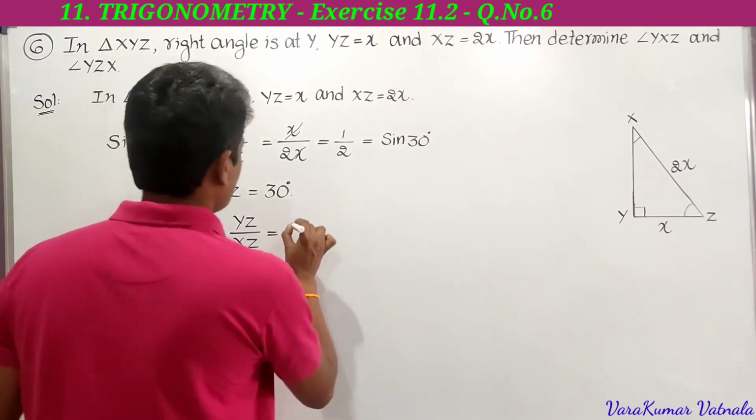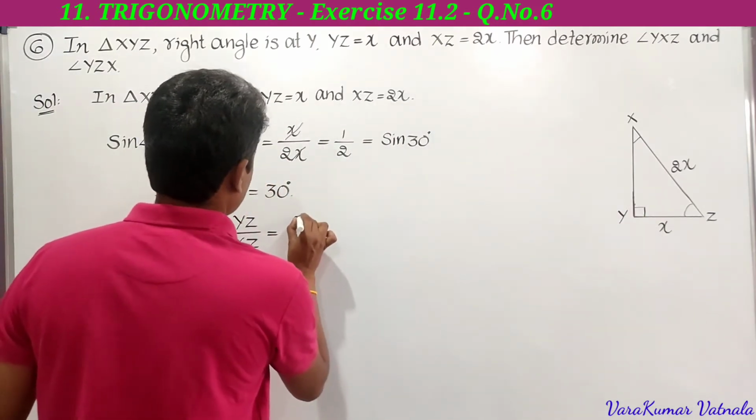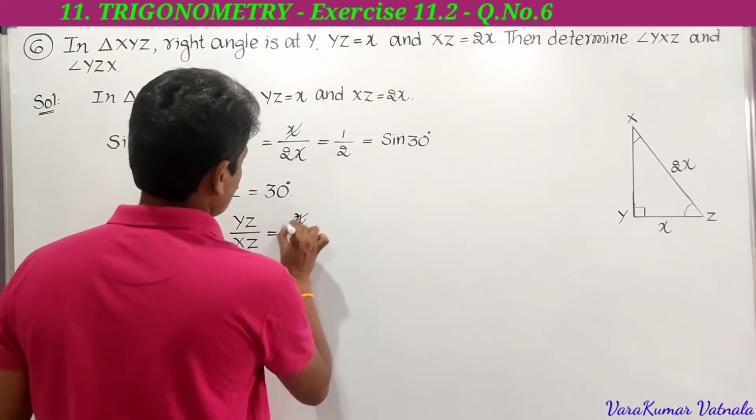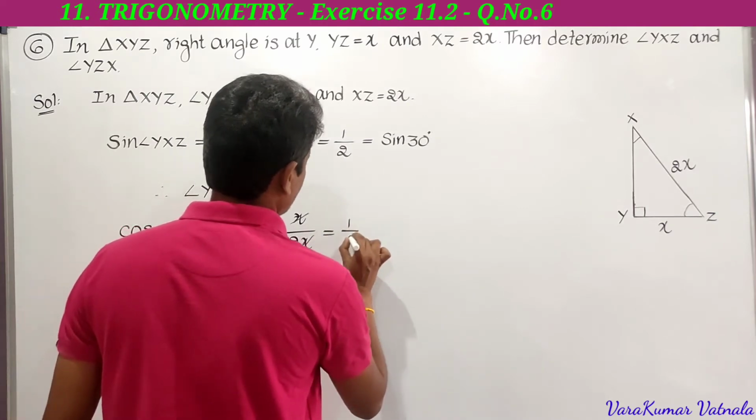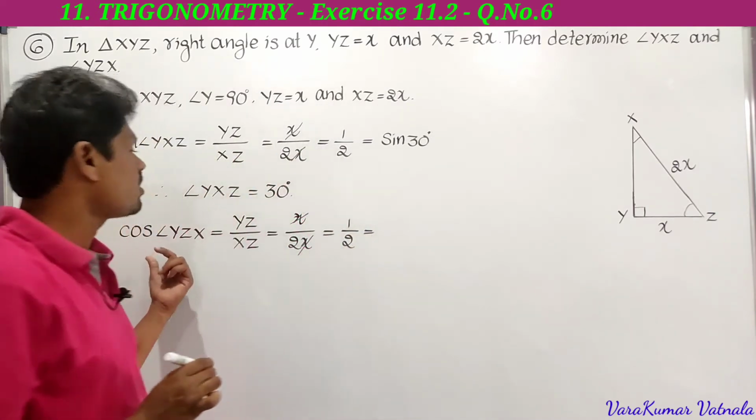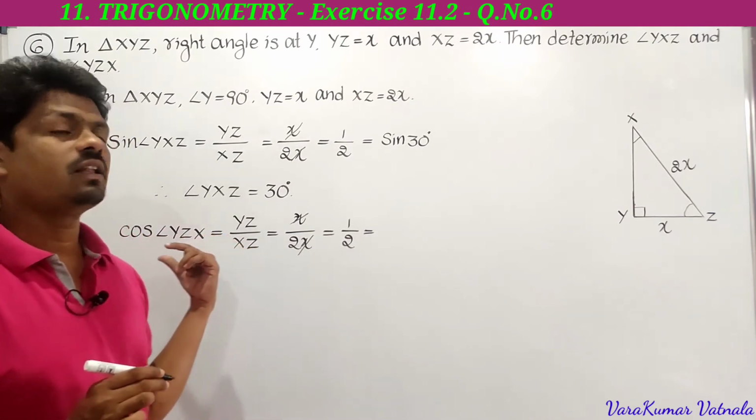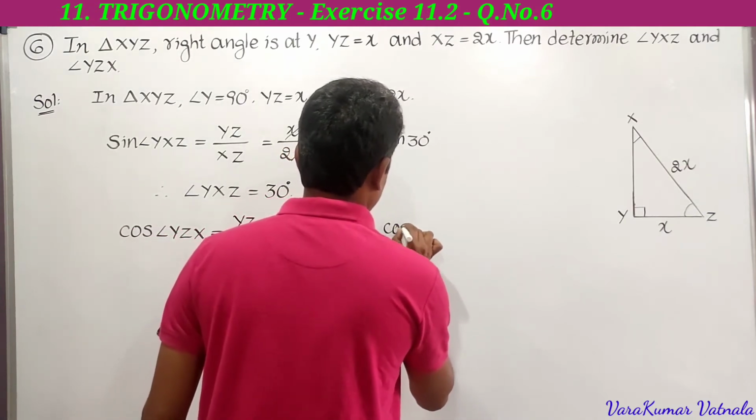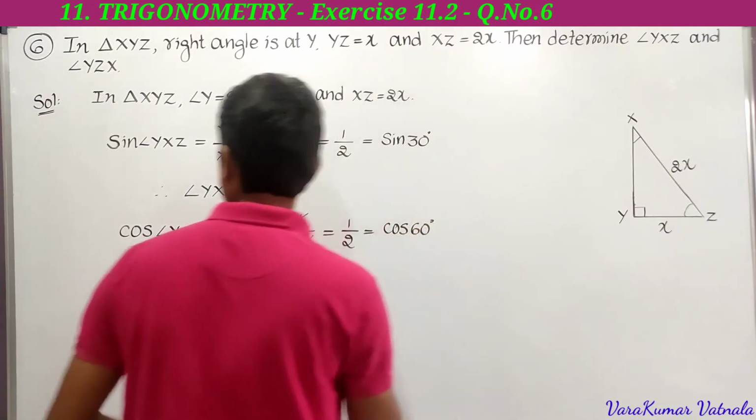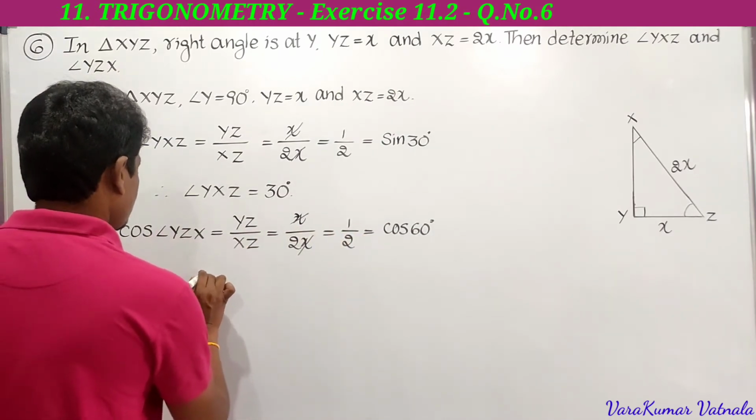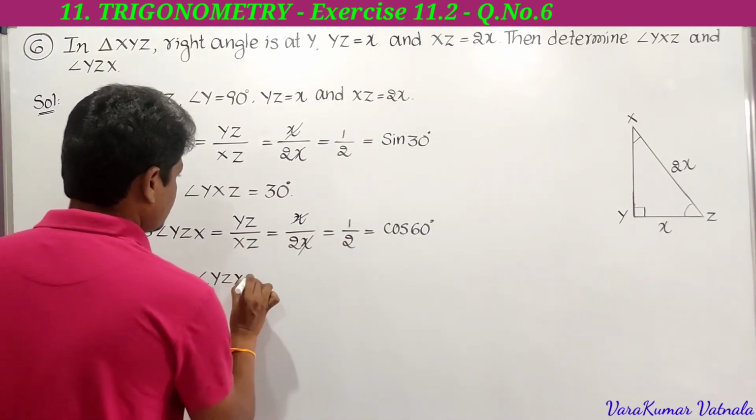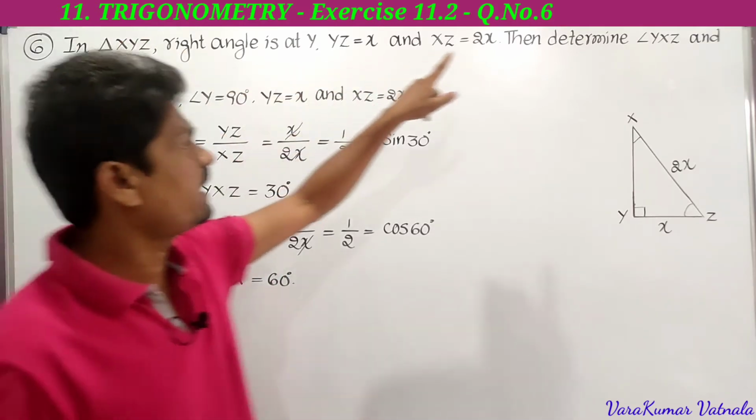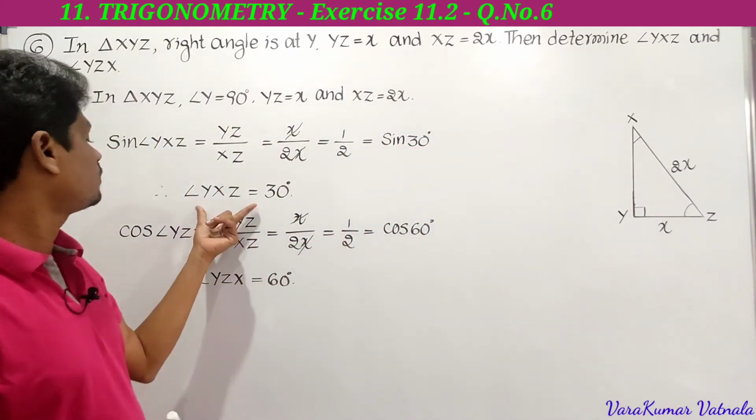Again, YZ is equal to x, and in the same way XZ is equal to 2x. So we can cancel x and x, and we get 1 by 2. At which angle do we get cos equal to 1 by 2? Cos 60 is equal to 1 by 2. So if we remove cos on both sides, we get angle YZX equal to 60 degrees. We just had to find angle YZX and angle YXZ, and we have found those two angles.